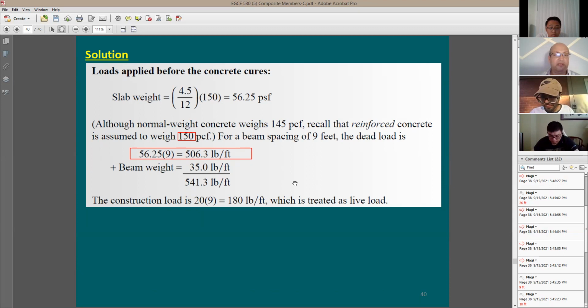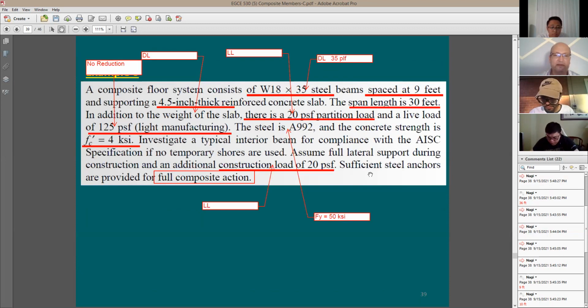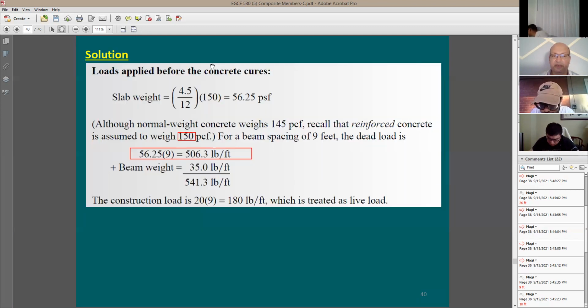Now you're trying to figure out the dead load. So you have here the concrete weight, and also you have the beam weight. Beam, I know, is going to be W18x35. I'm going to go back here one slide. It says 18 by 35. So dead load is going to be also 35 PLF plus the slab. So here's the slab and here's the beam weight. Add them up to each other. Here's total dead load on the beam. Okay, this is gonna be what again?